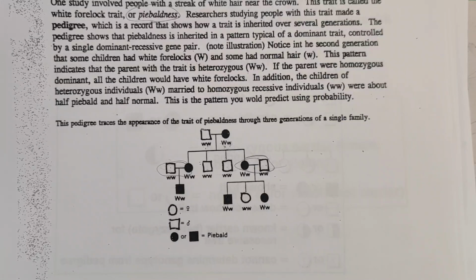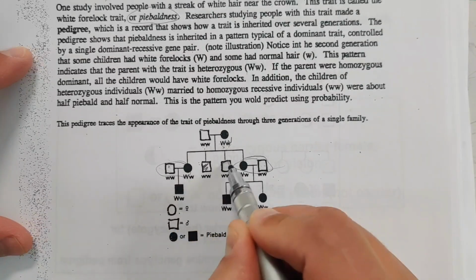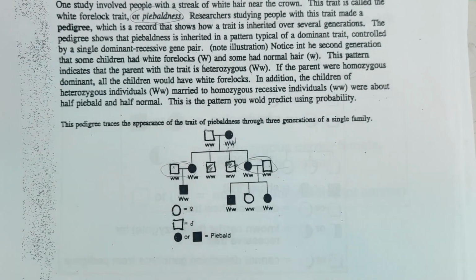And sometimes you have to look back a generation or ahead a generation to see whether they are big W, big W, or big W, little w, right? Because if she was big W, big W, every one of these kids here, not their husbands, obviously, would have piebaldness.